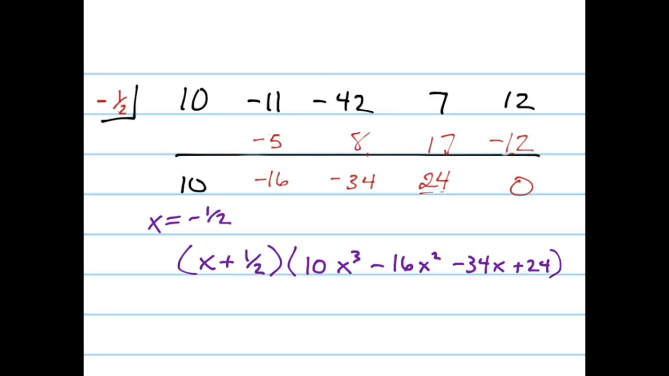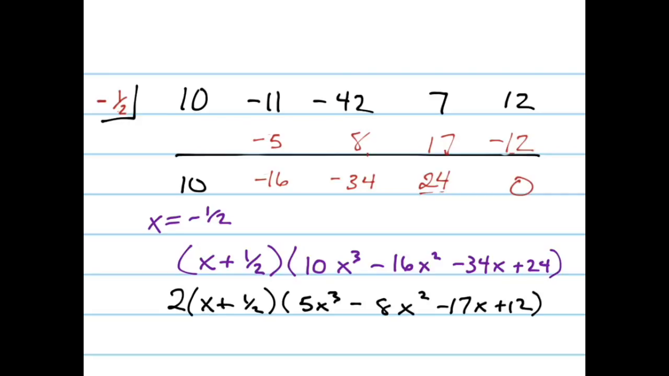Now, if you'll notice that cubic polynomial, every coefficient is divisible by 2, so we can factor out a 2. And we're left with 5x cubed minus 16x squared minus 34. Forgot to take out some numbers there. Minus 8x squared minus 17x plus 12. Tell you what, I'll leave that on the video so you can go back and look at my mistake again. And Mr. Larkin made a mistake. Happens all the time.